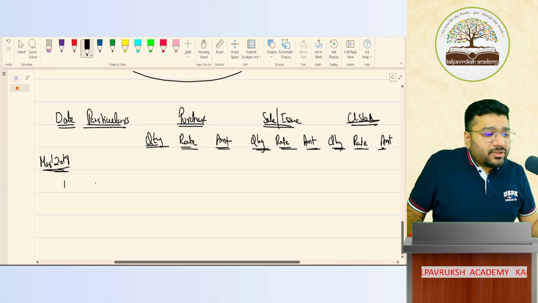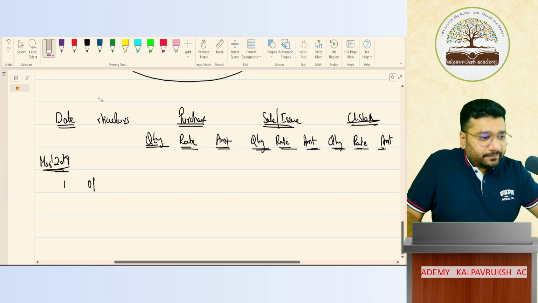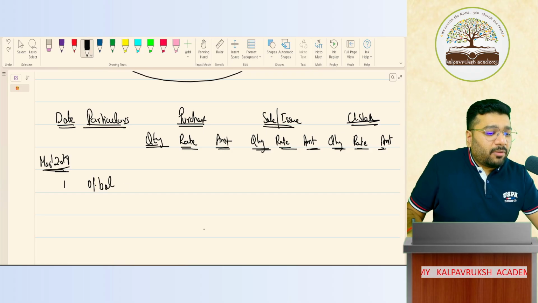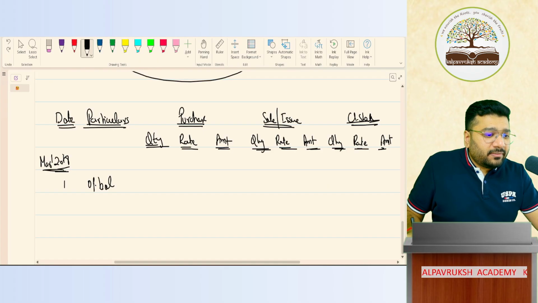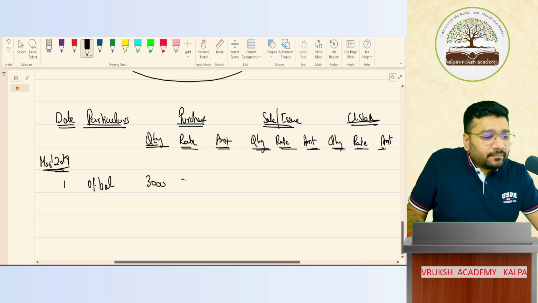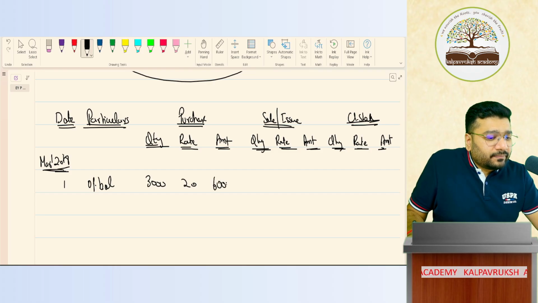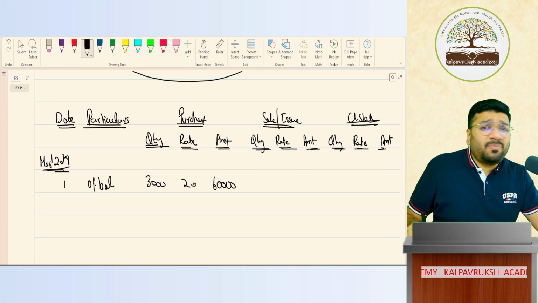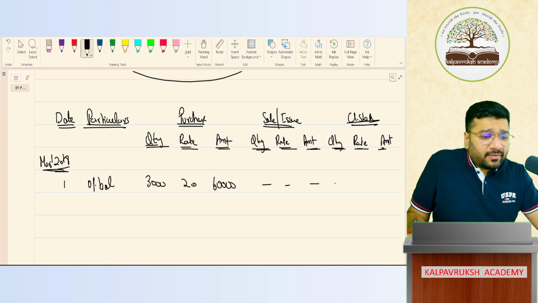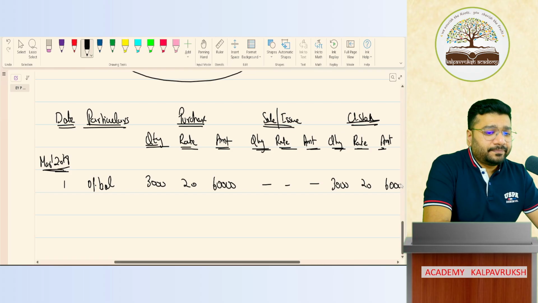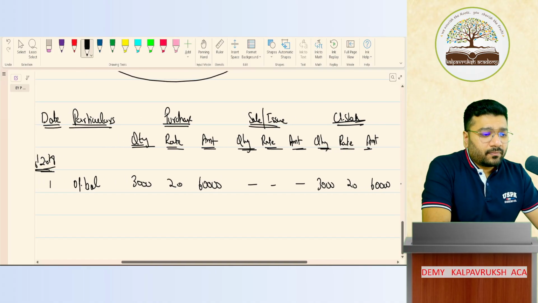Okay. On 1 March, what is the data here? Opening balance. Yes or no? Opening balance, how many quantities are there? 3000 kg. What is the rate? 20. Amount, please. 60,000. Okay. Closing, how much? 3000 quantity. How much is the rate? 20. Amount is 60,000. Any problem? Online people, any problem?